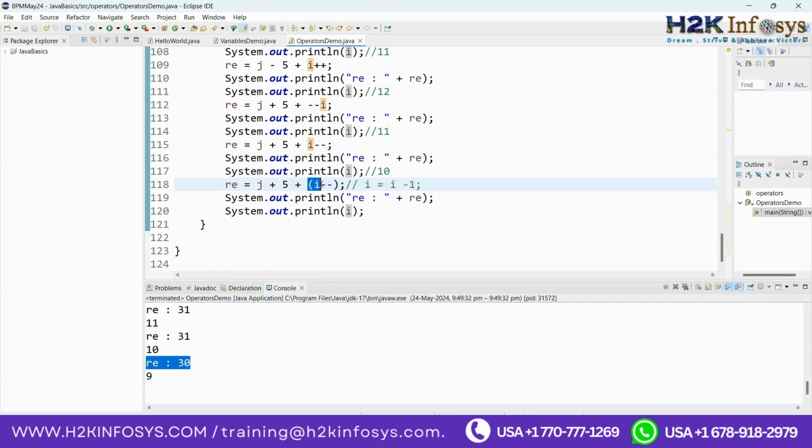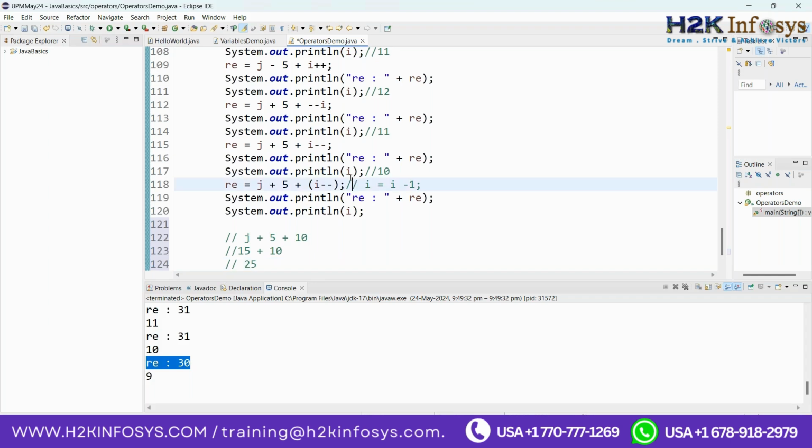First I is evaluated. That means I takes as 10. 10 will be added to these two. So if I tell in the memory, first J plus 5 plus 10. Then J plus 5 becomes 15, plus 10, then 25, something like this.